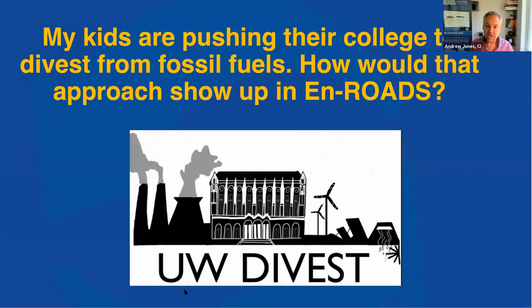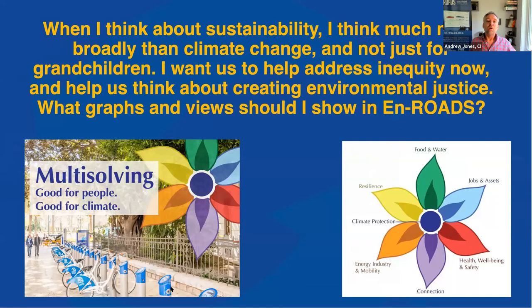All right, so here's another challenge. When I think about sustainability, I think it much more broadly than climate-related equity, and not just grandchildren in the 2050s. That's not inspiring to me. I want to help address inequity, injustice now. And I want to think about environmental justice and addressing environmental racism. What graphs and views should I show?